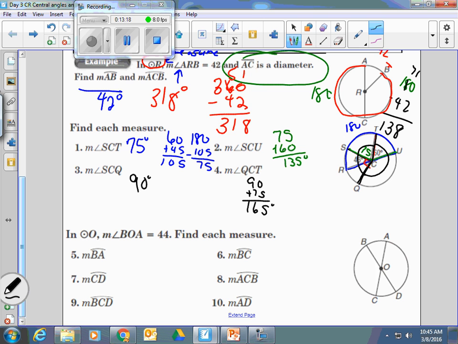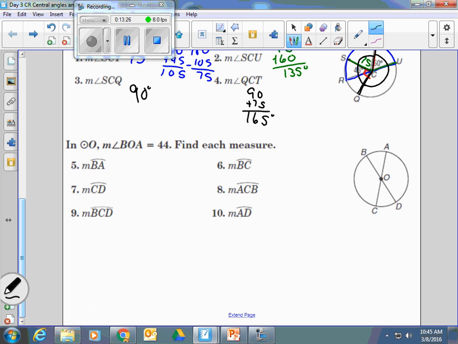Well, what's a full circle? 360. So 360 minus the 165 would give me what the other side was. Okay? Good. I'm going to give you just a minute. I want you to do 5 through 10.